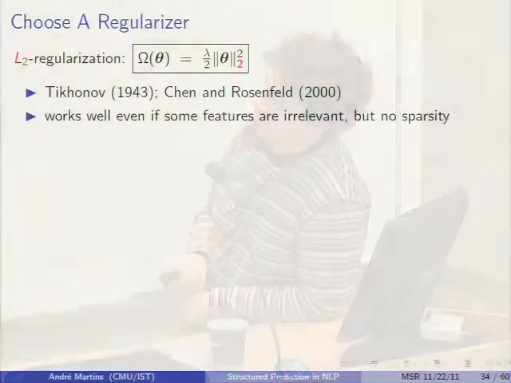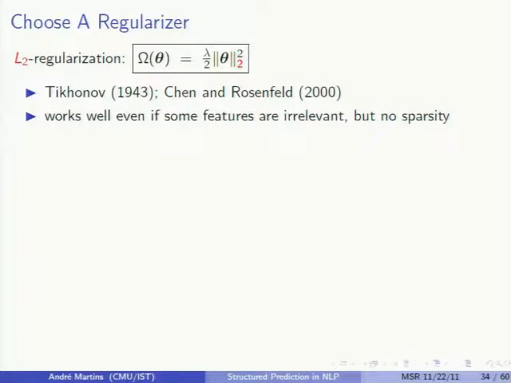So let's see what people have done in regularization. The most trivial choice is using L2 regularization. Or the second most trivial is not using any regularization at all. And this has been done for quite a long time. It works really well, even if some features are irrelevant.